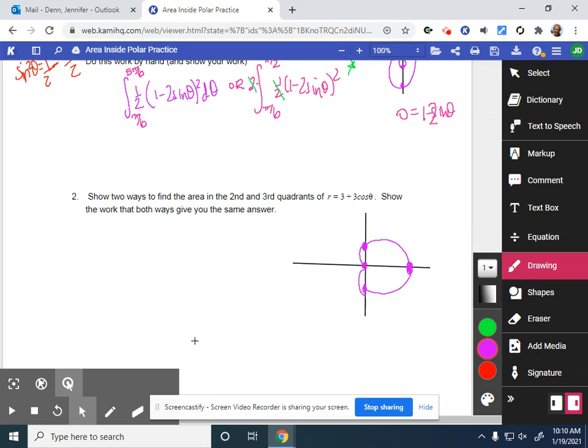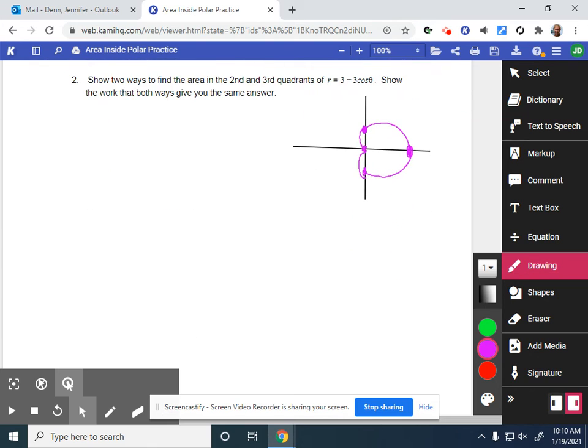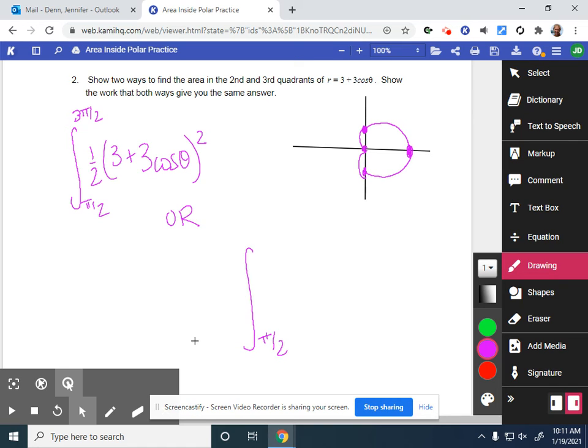Show 2 ways to find the area in the second and third quadrants. So first of all, notice it's the same. So there's my easy way of showing this twice. So I can either do the integral of 1/2 r squared, and I can integrate from here to here. So that was from pi over 2 to 3 pi over 2. Or I can just go from pi over 2 to pi, and I can double my answer. Those are my 2 ways. Thank goodness we don't have to go and finish that one.